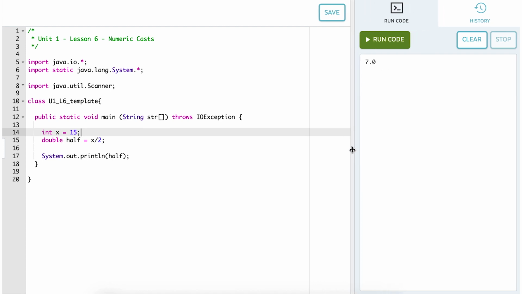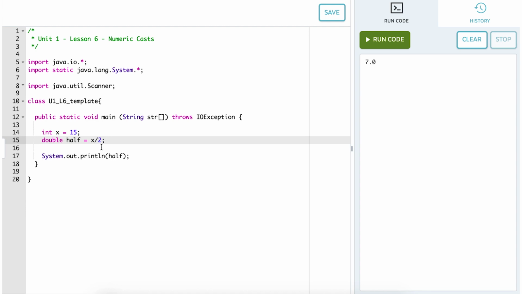Alright, so let's dig into this and think about why we might have gotten 7.0 here. If you can do the math in your head, 15 divided by 2 should be 7.5. But for some reason we ended up getting 7.0. Now I thought that if we did this division and then saved it as a double, our answer would be a double. But the thing to remember is that what's happening here is an int divided by an int.